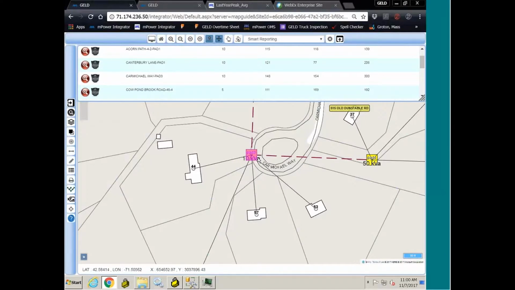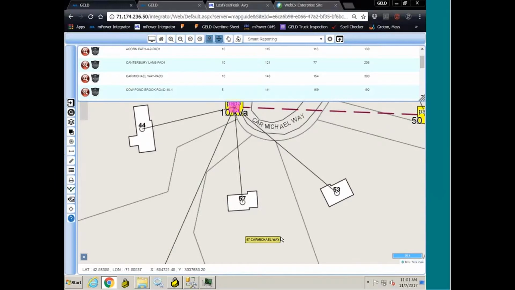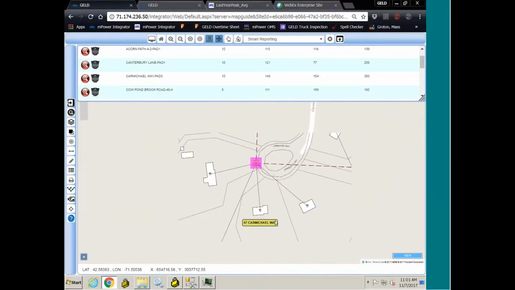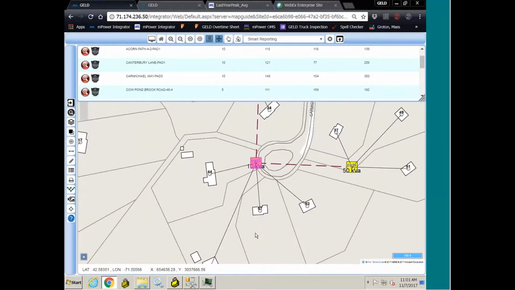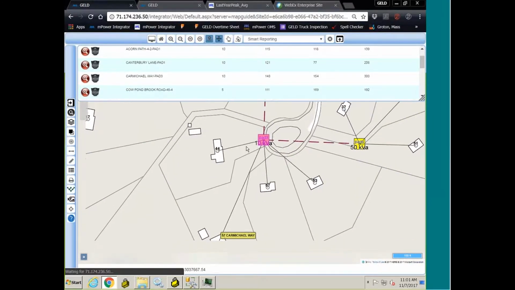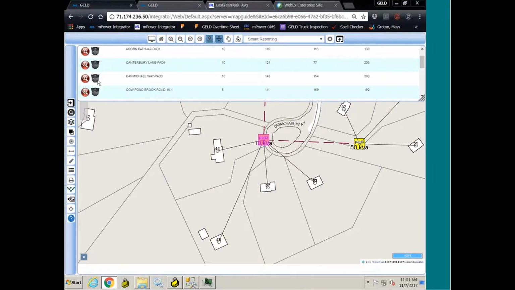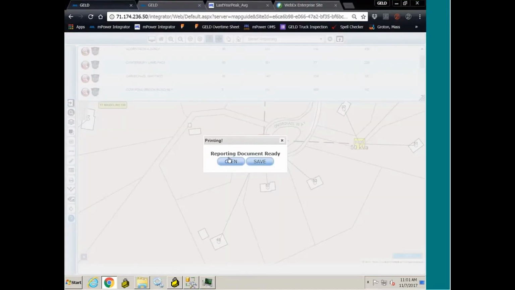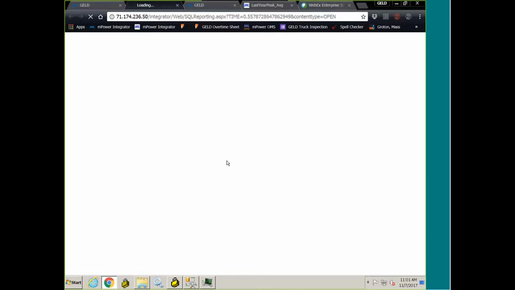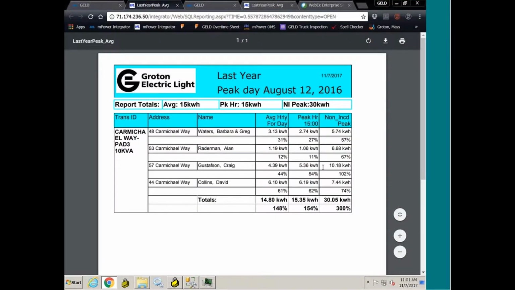And so now this is a 10 kVA transformer that's serving 4 houses. Let me just zoom out a tad. The way it zoomed in, I can see one of the secondary lines, but there are actually 4 houses served by this one transformer. These 4 different houses all peak at different times. And if we run this report, we can see the 4 different people on the transformer and what they're doing.